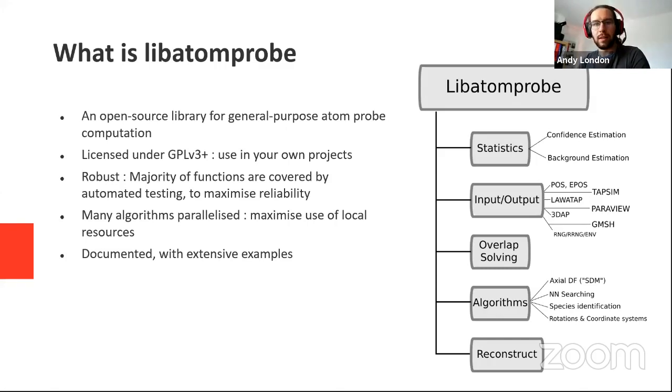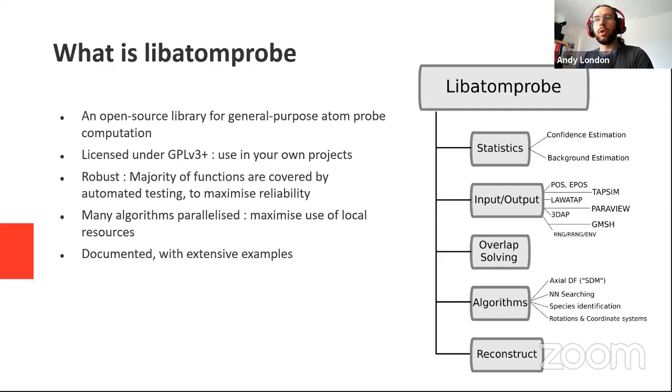So what is libatomprobe? It's an open source library for general purpose atom probe computation. So what does that mean? It means we have lots of different algorithms, and these are all standard. We only implement things which are published. Different algorithms for doing, say, statistics, for doing file input and output, peak overlap solving, various different things. And the idea here is that with a fairly permissive open source license, you can take this library and use it as a fundamental building block in your code and applications.